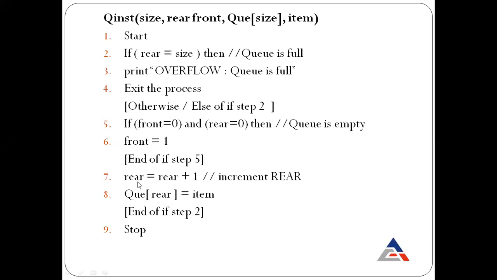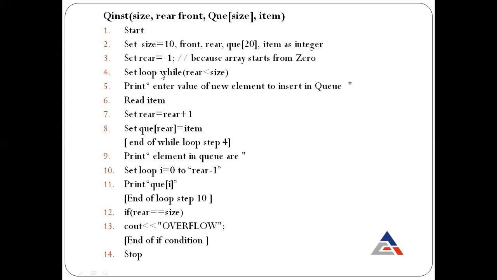Location number 1 means the front becomes 1 and rear is equal to rear plus 1. If there is some element in the queue, then I will make rear equal to rear plus 1. That element will be added at the rear end and I stop my if condition, that is in step number 2. Fine. So this is how the program will run.